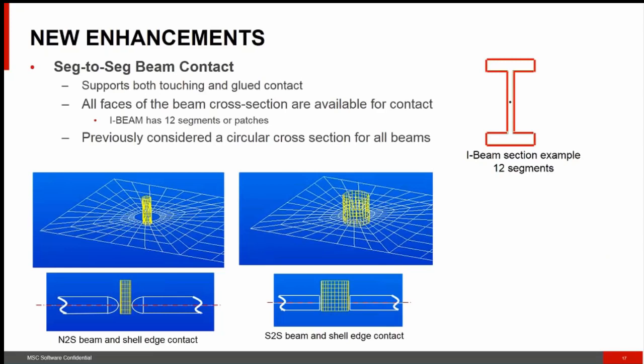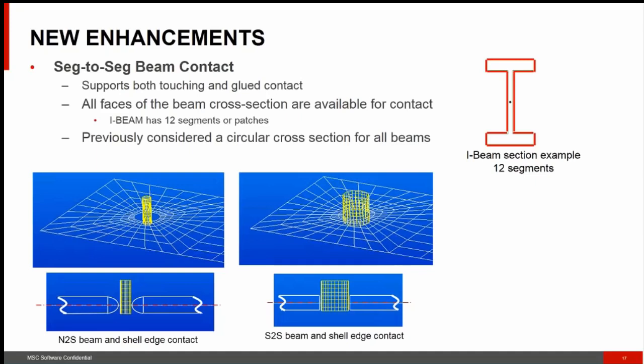So that's why it was considering all the beams to have a circular cross-section. But with the new option in MSC Nastran, I think this was in 2016, all beam cross-sections are considered properly. You can see on the image on the right-hand side, the lower image for the segment to segment beam and shell edge, we see the proper cross section is defined.